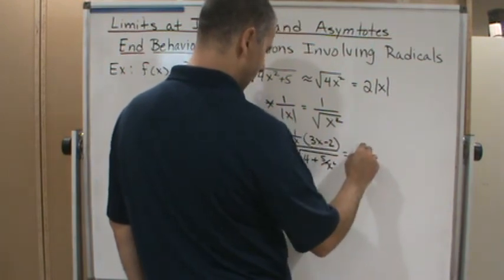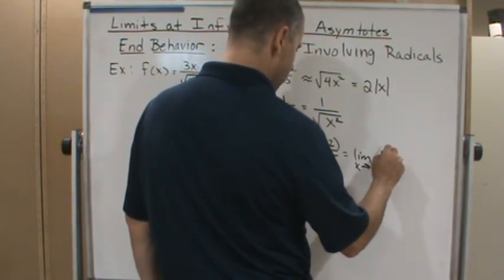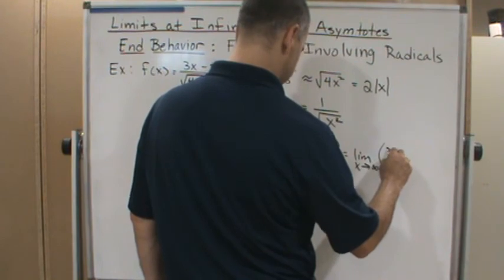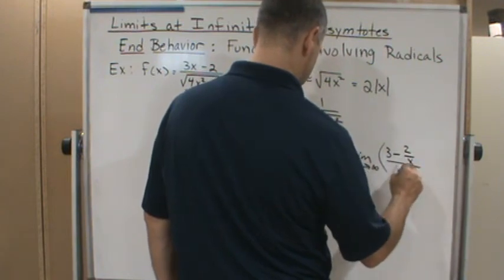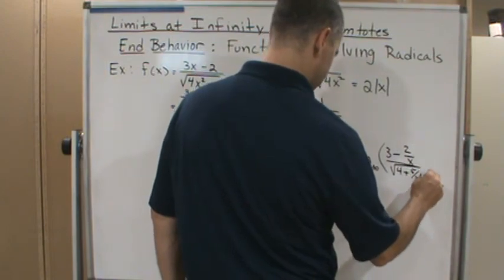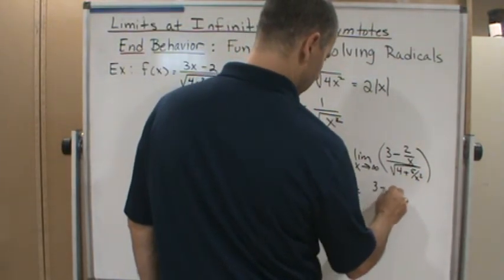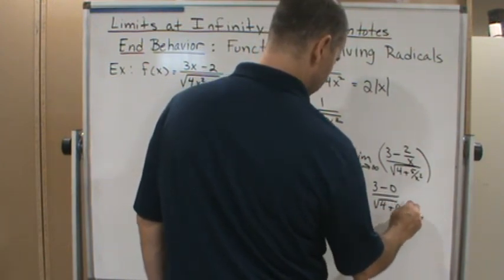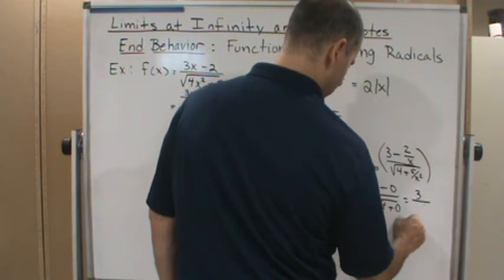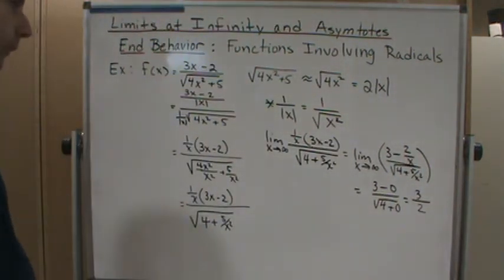So now if I distribute, now it becomes the limit as x approaches infinity of 3 minus 2 over x over the square root of 4 plus 5 divided by x squared. Okay? And now this, as you saw earlier, goes to 3 minus 0 over the square root of 4 plus 0, which equals 3 over the square root of 4, which is 2. Okay, now, so far so good.